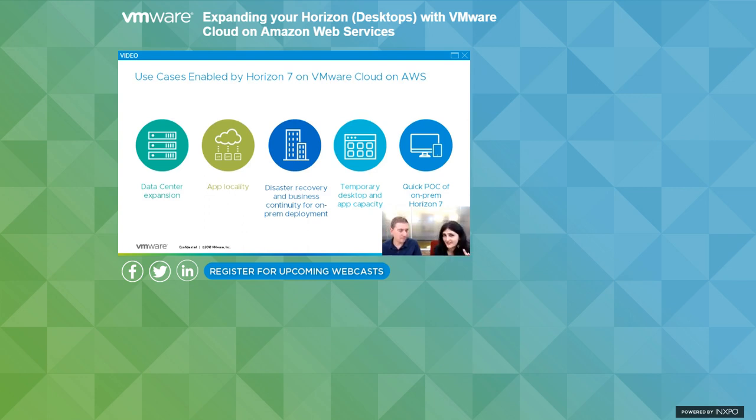Mm-hmm. And DR has been extremely relevant. It makes a lot of sense, right? Why would you have a full data center that you're running and you hope to never use because you hope to never have a DR scenario? So here's cloud offering you that benefit. And DR is such a challenge when it comes to desktops.